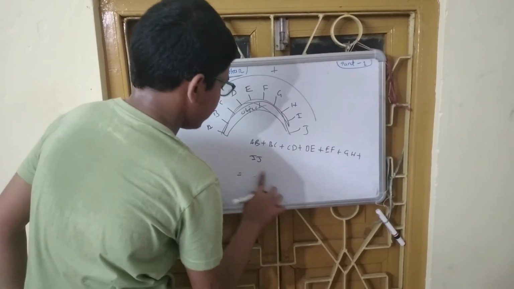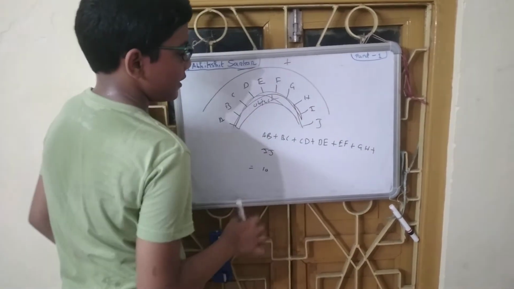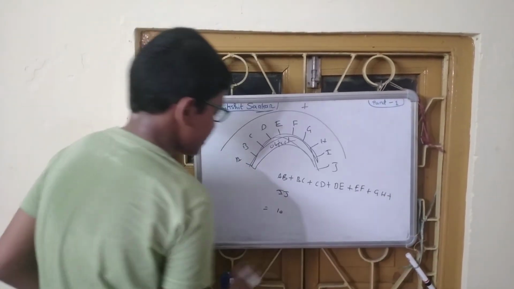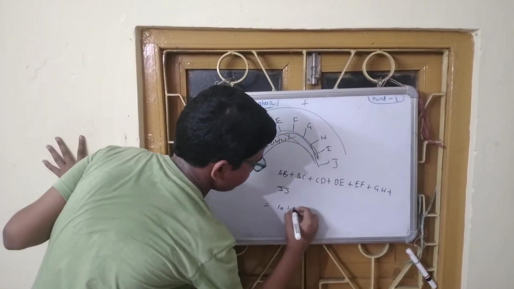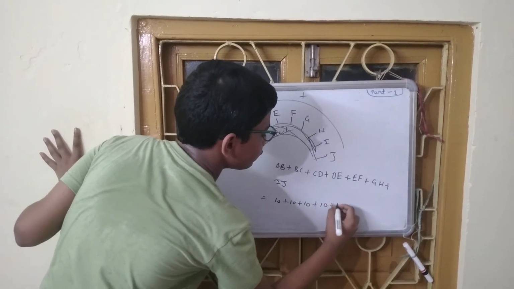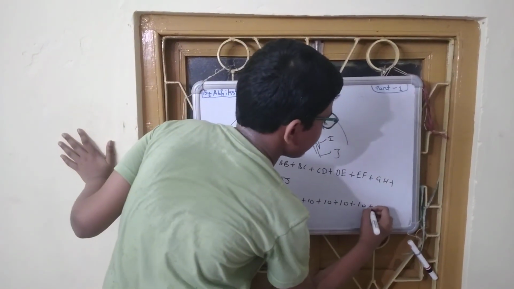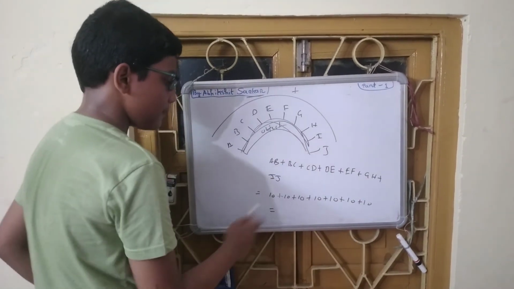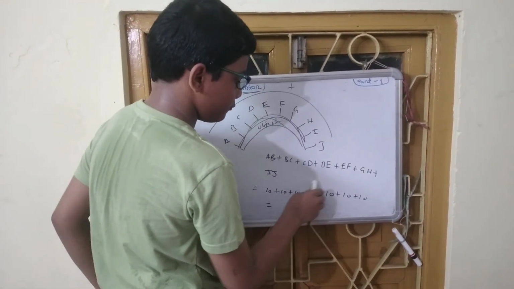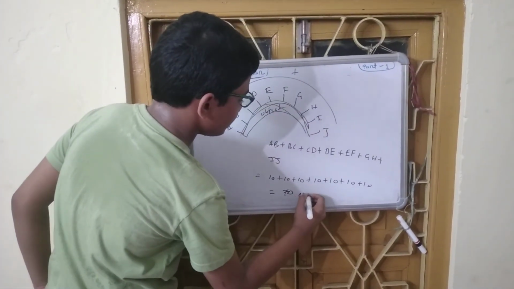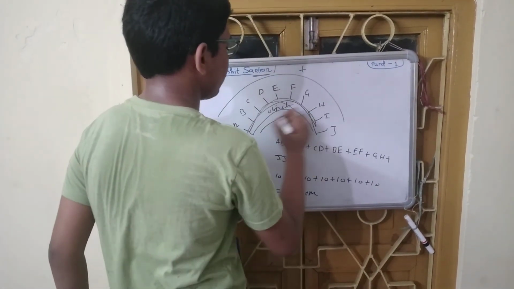Now every length is 10 centimeter. There are 1, 2, 3, 4, 5, 6, 7, so 7 tens are there. The sum of the 7 tens is 10, 20, 30, 40, 50, 60, 70. So 70 centimeter is the length of this object.